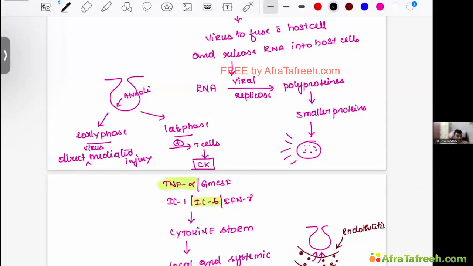So these are a few things which I want you people to remember, very, very importantly. And one more question. SARS-CoV attaches to the host cell by binding to which receptor? ACE1, ACE2, ET1, ET2.